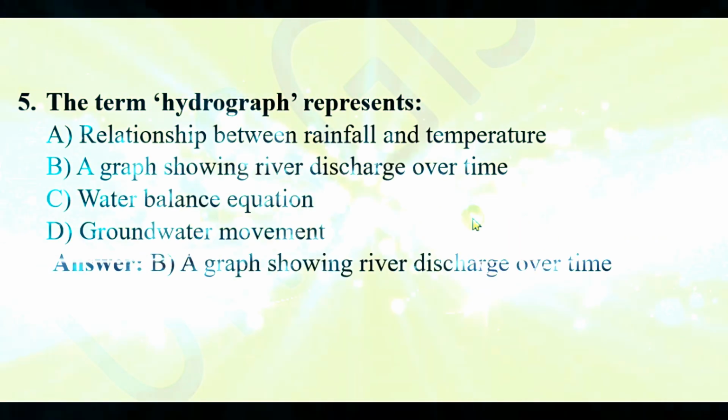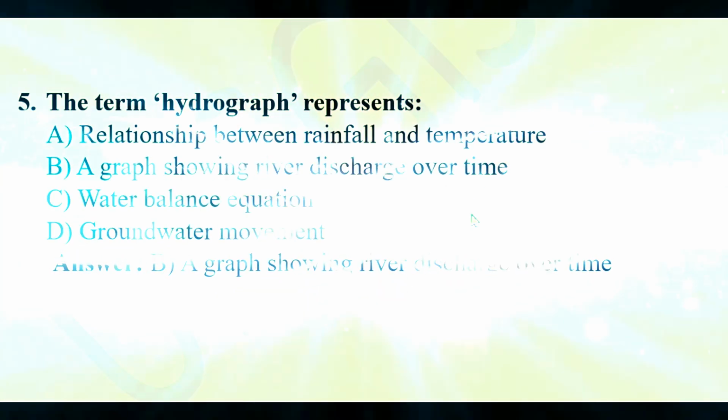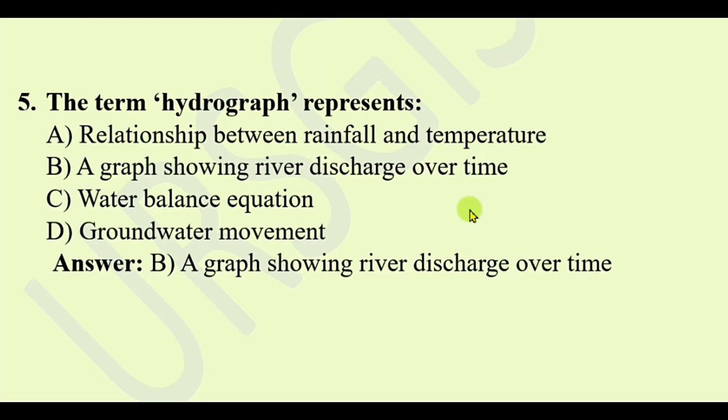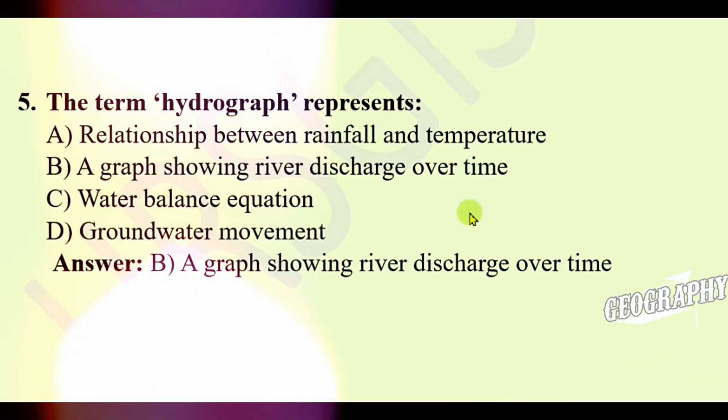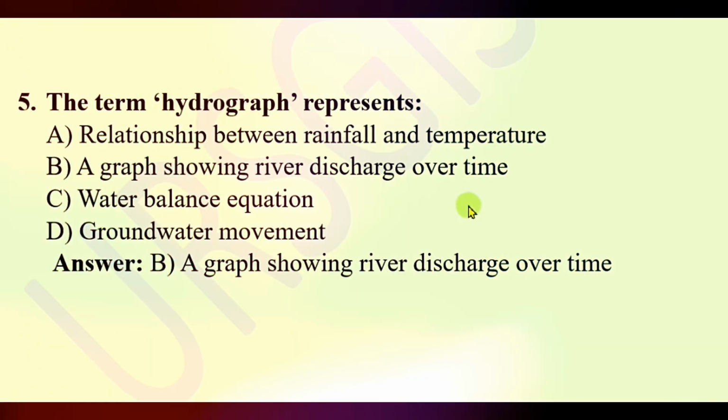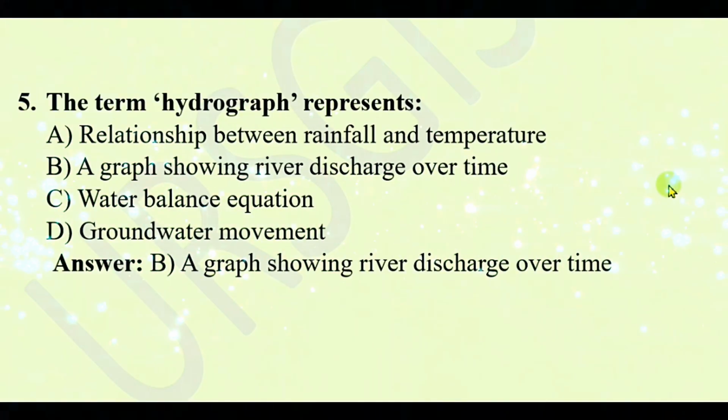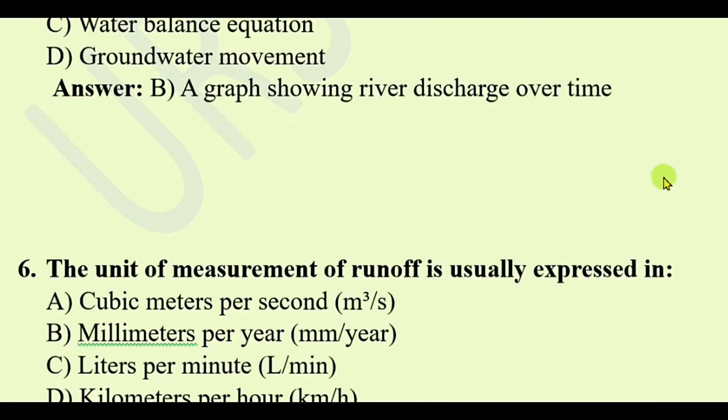Now the category is surface water hydrology. Question number 5. The term hydrograph represents a relationship between rainfall and temperature, a graph showing river discharge over time, water balance equation, groundwater movement. Here the right answer will be a graph showing river discharge over time.